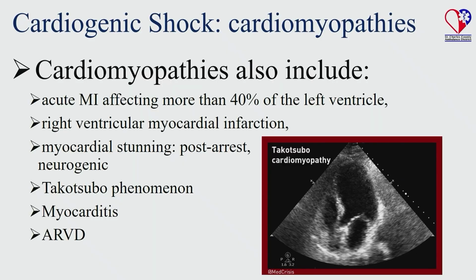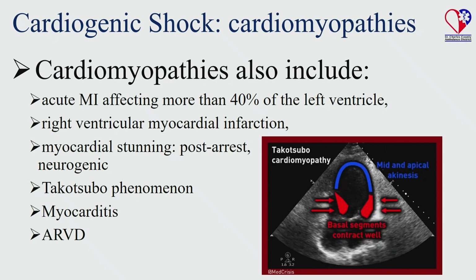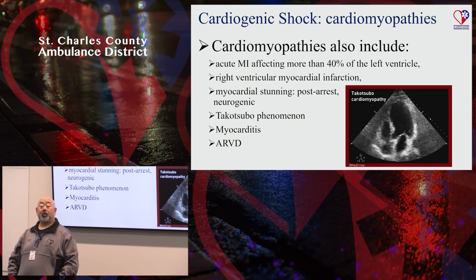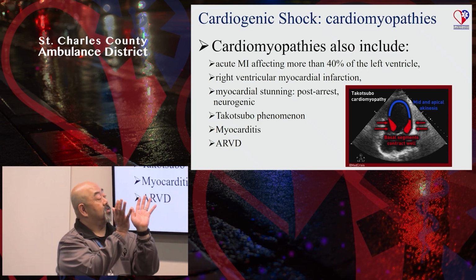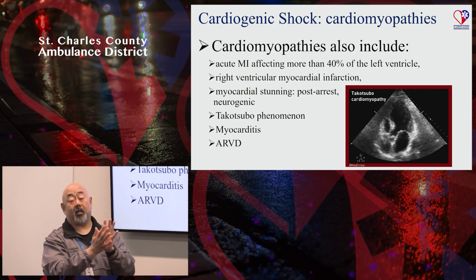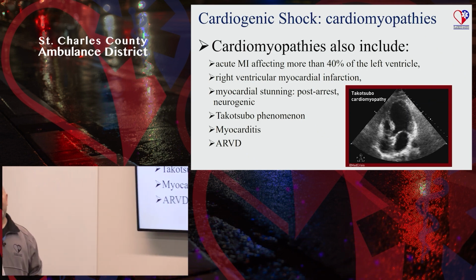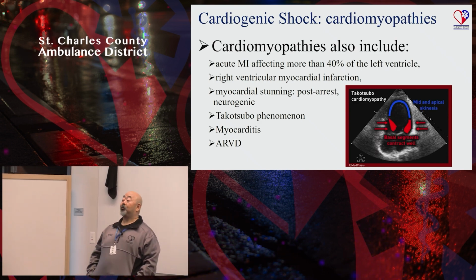The basal segments contract well, but then you've got this mild mid-apical akinesis, and it looks like an octopus pot. Those pots that are used to catch them, because that apical akinesis, the heart doesn't move, but the basal segment is contracting, and so it has that characteristic finding, and that's from bad news. There actually have been a couple documented cases of someone receiving really, really good news, and they were just so overwhelmed with the good news, they got Takotsubo's as well.